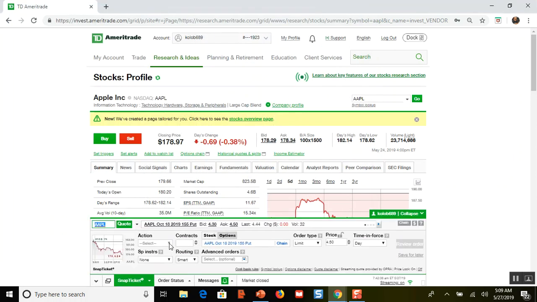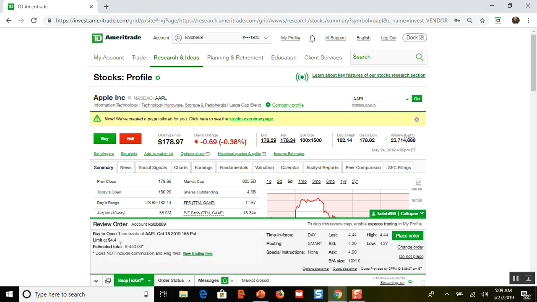And so you got $500 of spending money by selling to open that covered call. So you click the buy to open, and you put in one contract, because you got 100 shares and you sold one call, and let's try to get it for $440. Click the review order button right there, and if it looks good to you, then you're going to place the order, and if the order fills, then you are going to be the proud owner of one put option, strike price $155.